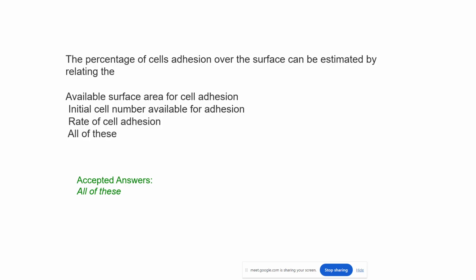Here is the next question. The percentage of cell adhesion over the surface can be estimated by relating the available surface area for cell adhesion, initial cell number available for cell adhesion, and the rate of cell adhesion. So here the correct answer would be all of these. And there is nothing much to explain here. It's pretty straightforward from the options. All of these can be used to measure the percentage of cell adhesion.